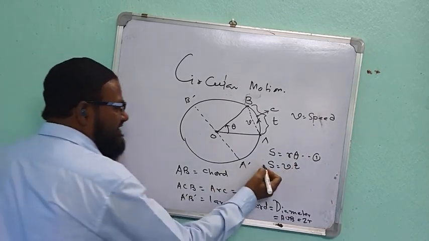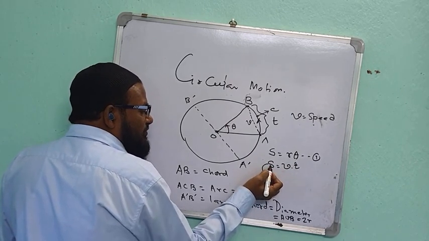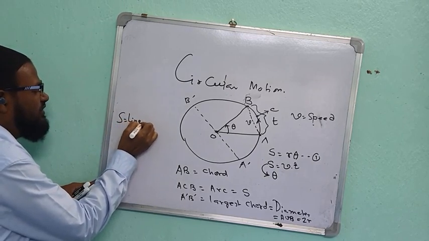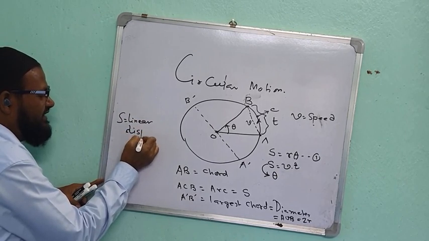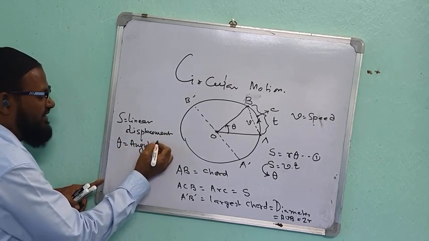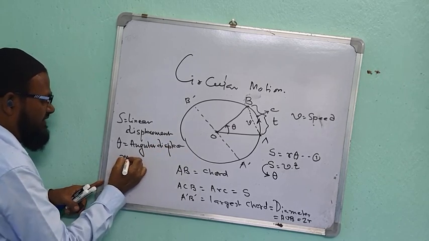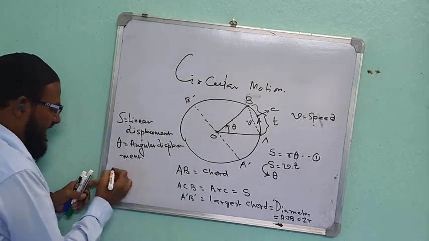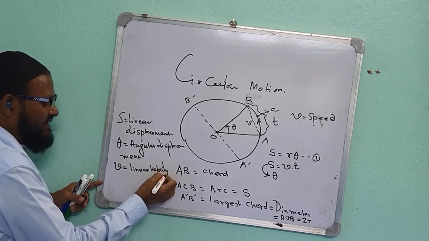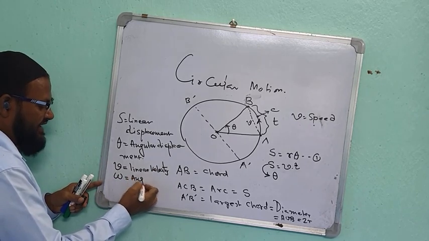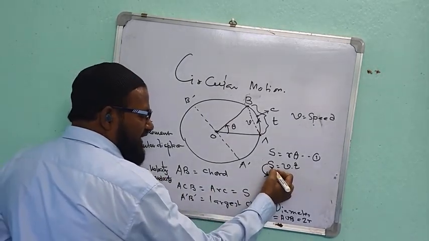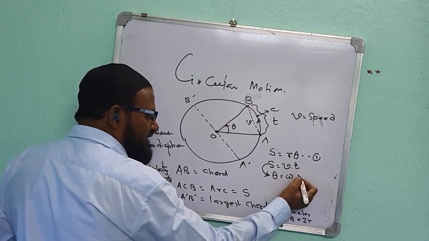What is the corresponding of S in circular motion? In circular motion, for S there is theta. S is the linear displacement and theta is the angular displacement. And this is V, the linear velocity; its corresponding quantity is omega, the angular velocity. Please write down. Corresponding to V is omega, and t is the same in both cases.